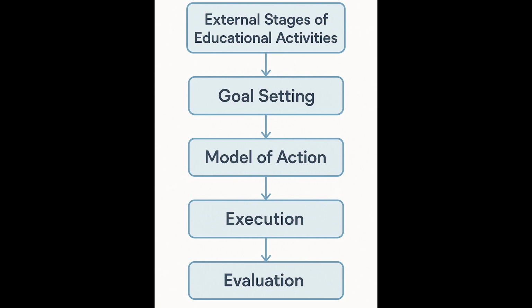So overall, the process of learning is not spontaneous. It follows a clear sequence of stages that ensure the effectiveness of educational activities. This diagram illustrates the external stages of educational activities, which represent the visible steps of students' learning process as organized by the teacher. At the top, we see goal setting, the first and most crucial stage.